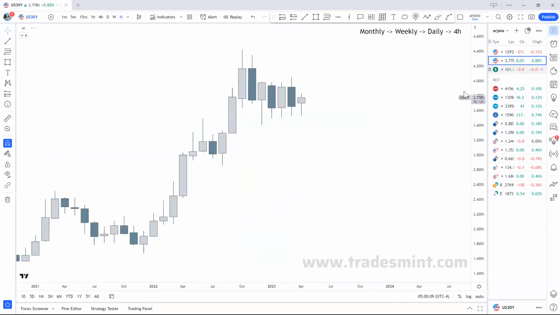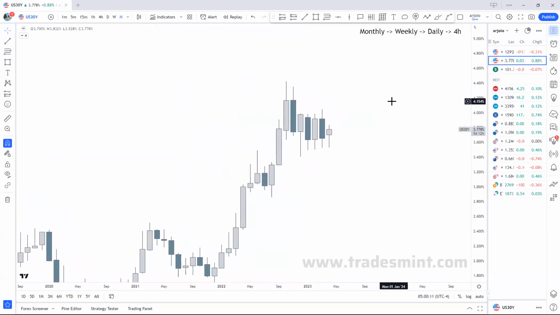All right, so if we do take a look at the yields, you'll see me say it right here: monthly, weekly, daily, 4 hour. This is the exact routine I go through: monthly, weekly, daily, 4 hour. Everything needs to be in context of one another. So if we take it back, 4 hour is in context of daily, daily is in context of weekly, weekly is in context of the monthly.